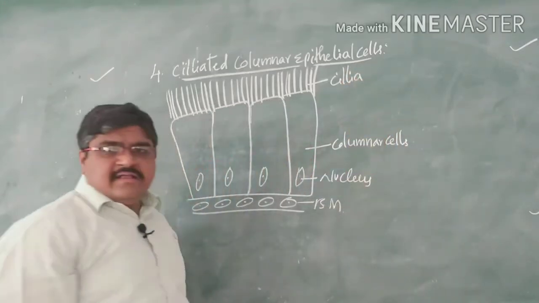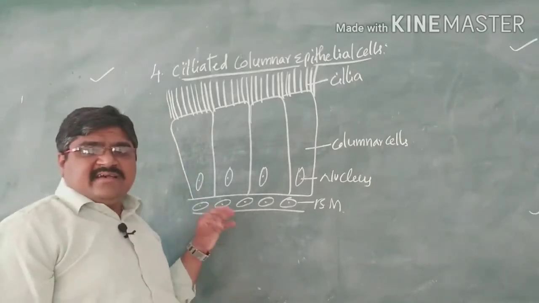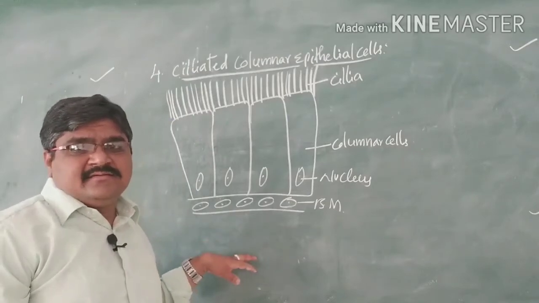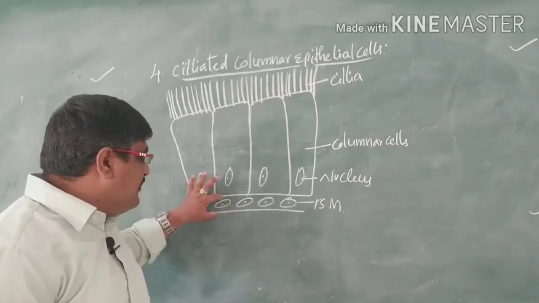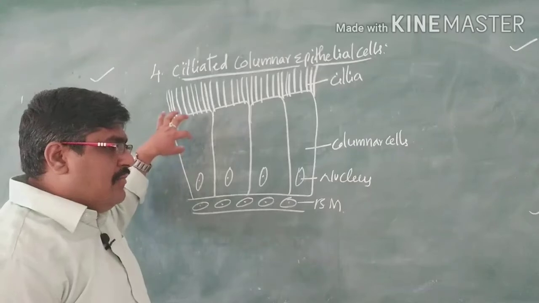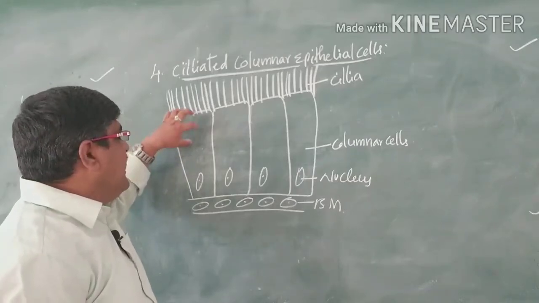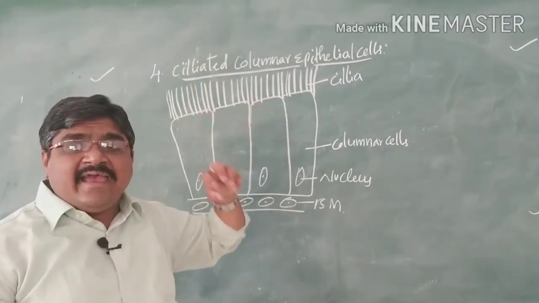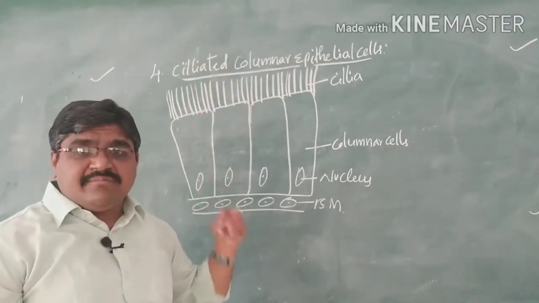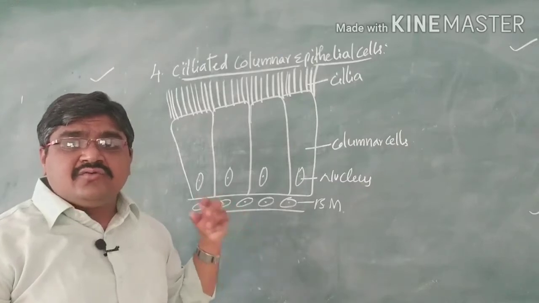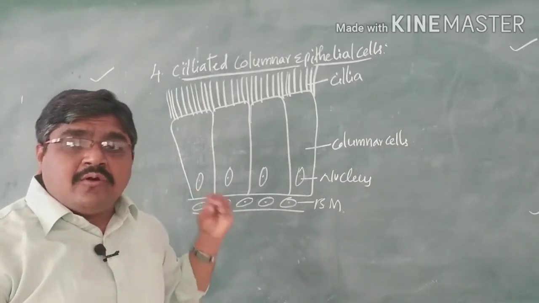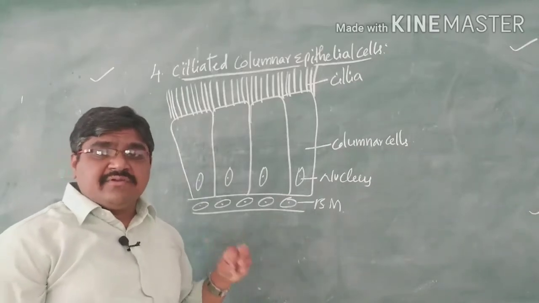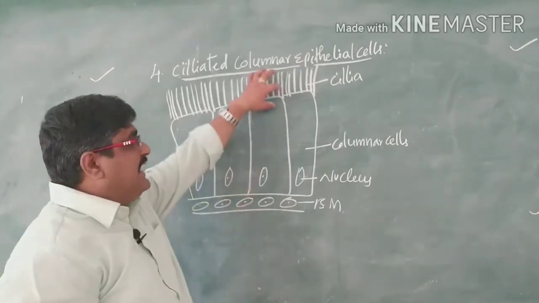So here these are ciliated columnar epithelial cells. We have the basement membrane and column-like structures present. At the free ends there are short, hair-like outgrowths. Those hair-like outgrowths may be protoplasmic or cytoplasmic outgrowths. Such structures are called cilia.